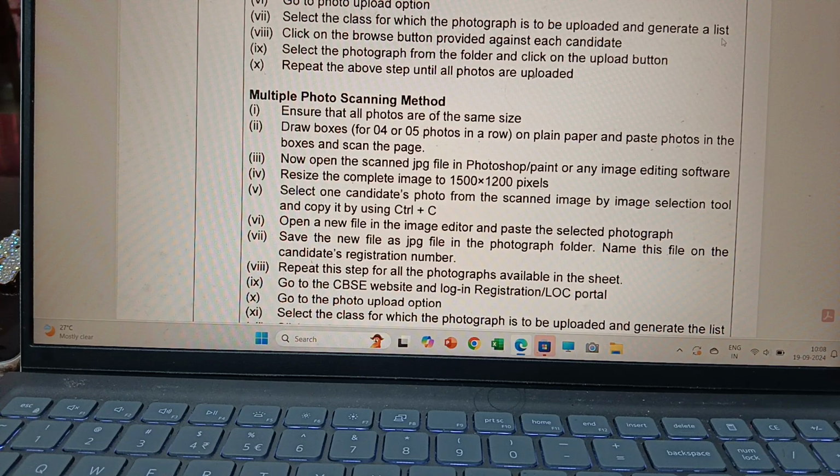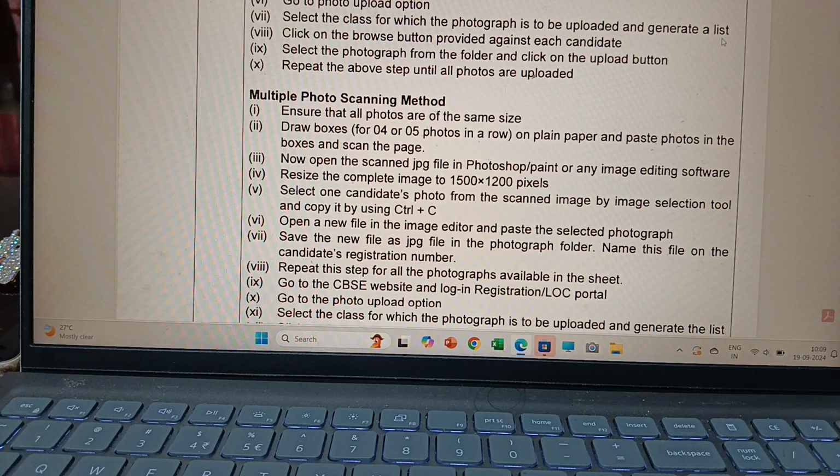Then open a new file in the image editor and paste the selected photograph. Save the new file as a JPG file in the photograph folder. Name this file with the candidate's registration number. Repeat this step for all photographs available in the sheet.